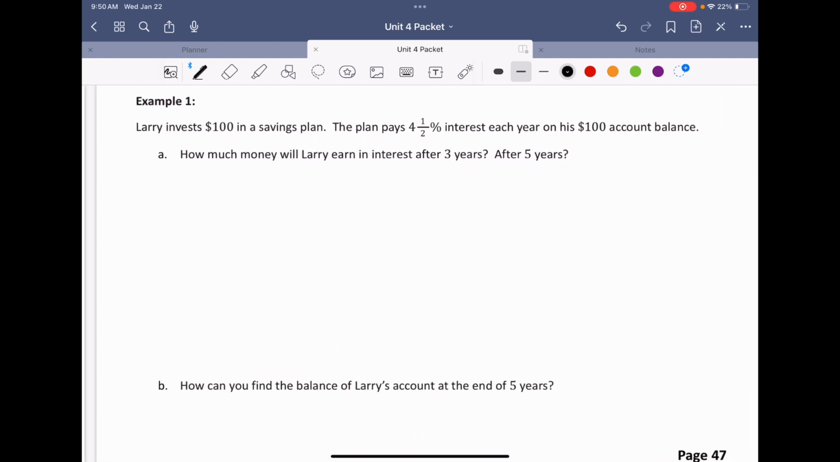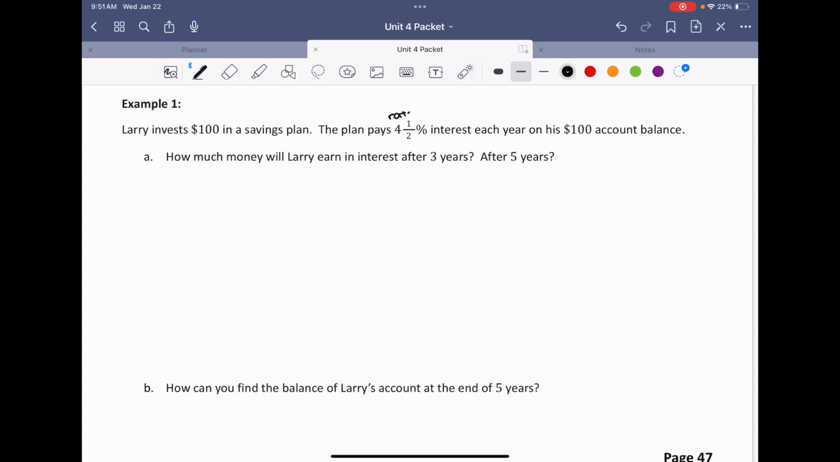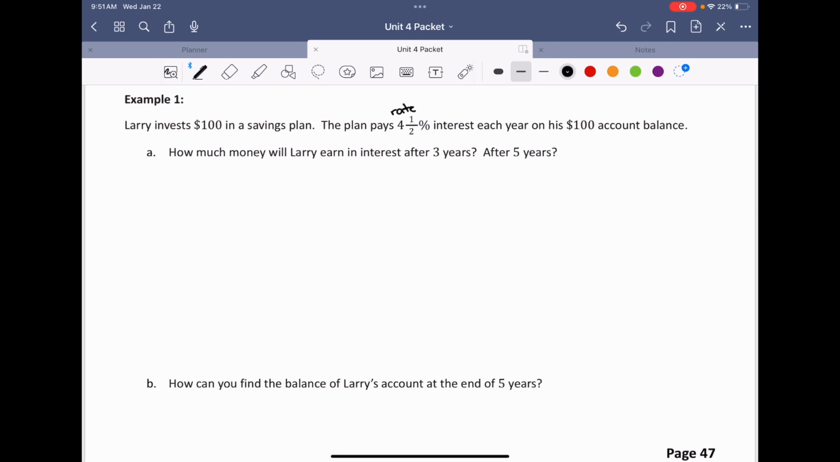It says Larry invests $100 in a savings plan. The plan pays 4.5% interest each year on his $100 account balance. How much money will Larry earn in interest after 3 years and after 5 years? Our rate is always going to be the value that is written as a percent. How much is invested or borrowed is always going to be the principal. And then time should be a more obvious one. Time is going to be either years, months, days, something of that nature.